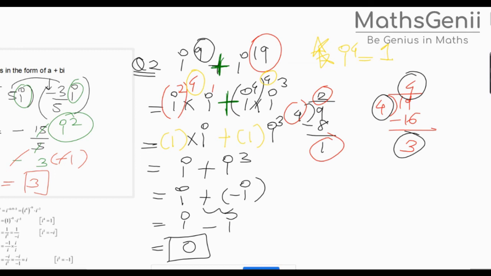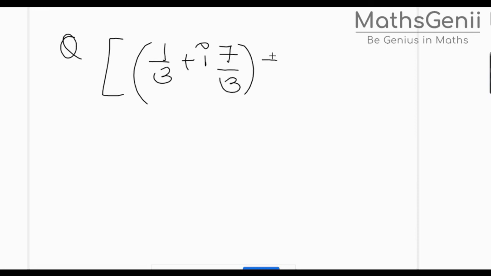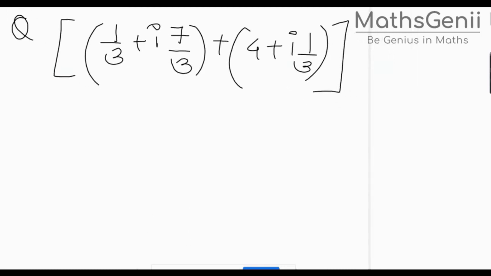Let me take a bigger question for you. This is again from your textbook. The question says: (1/3 + i 7/3) + (4 + i 1/3) minus (4/3 + i). Okay. A bigger question, but don't worry, it's a very simple question.